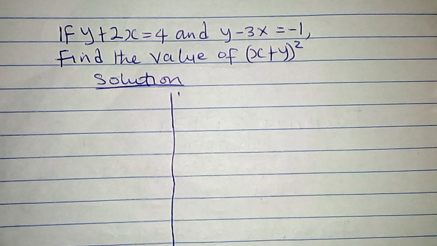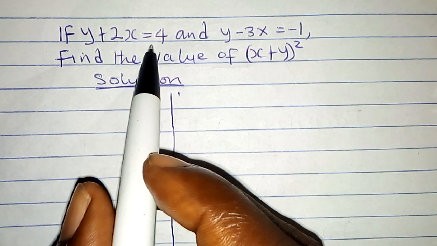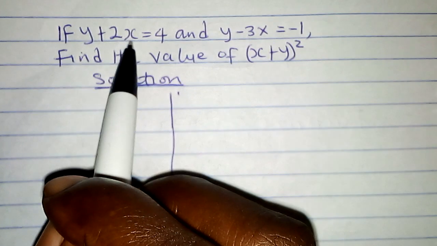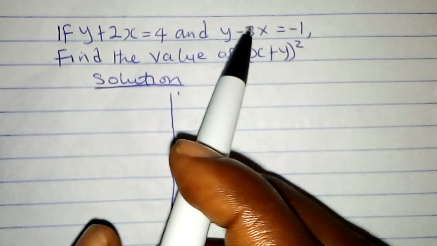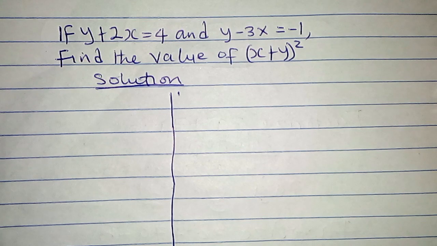We have a question on the board and we are asked to find the value of (x + y)². So let us begin. If you look at the question very well, you see that we are having two equations here, equation 1 and equation 2. So let's look at it as a simultaneous equation.